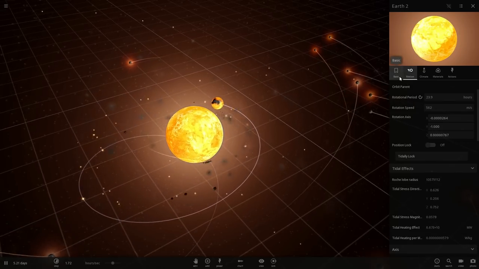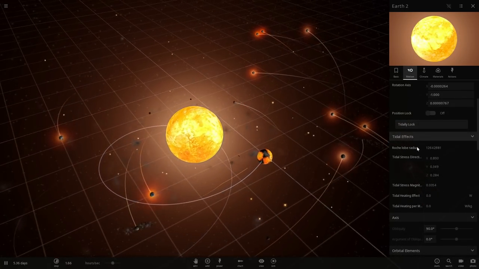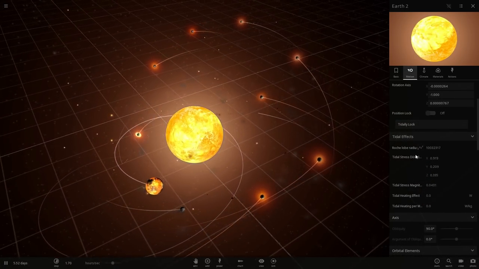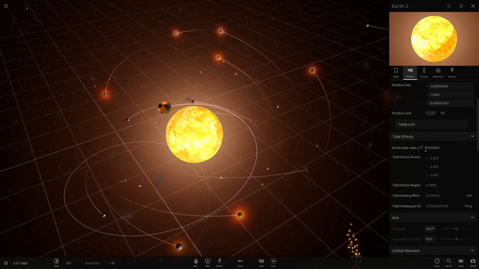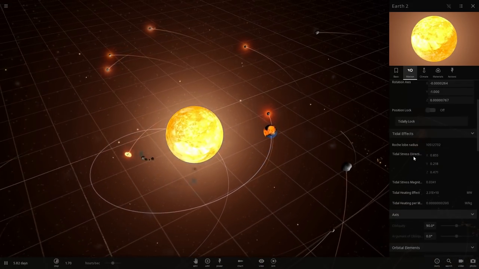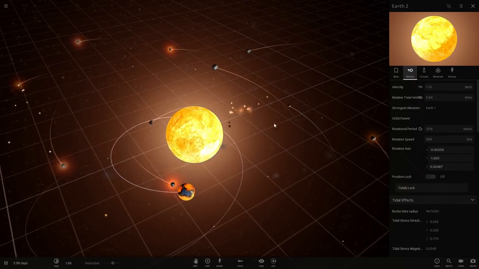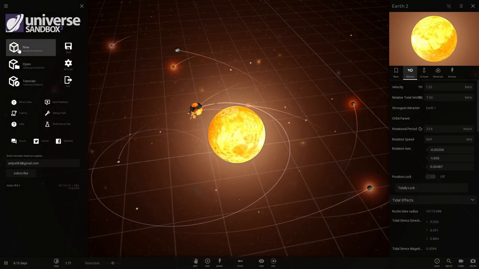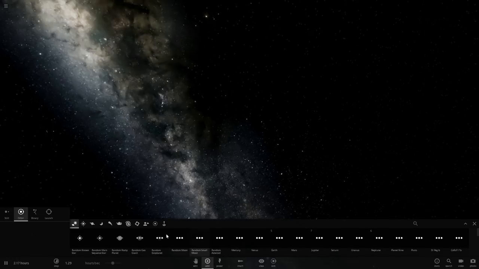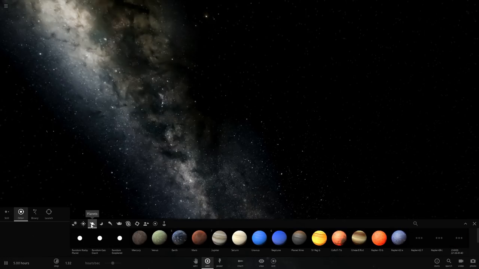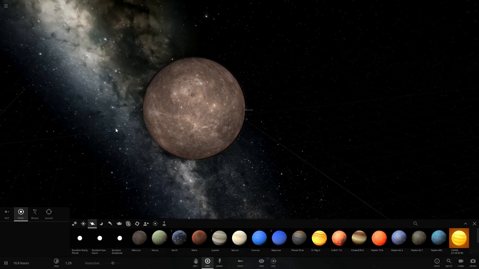In this particular game, though, in Universe Sandbox, the Roche limit is actually already here. The Roche lobe radius actually is already located and pre-calculated for you, although it's not always super accurate. Now, we're not going to be doing a lot of math in this video. We're just going to play around and create a mega planet. How? Well, let's do it the following way.